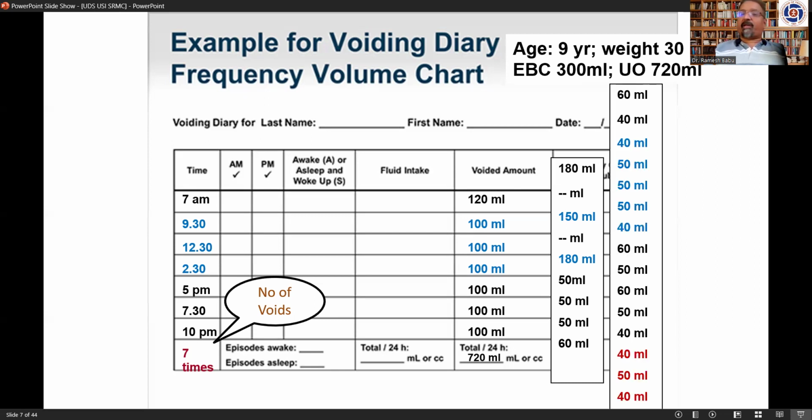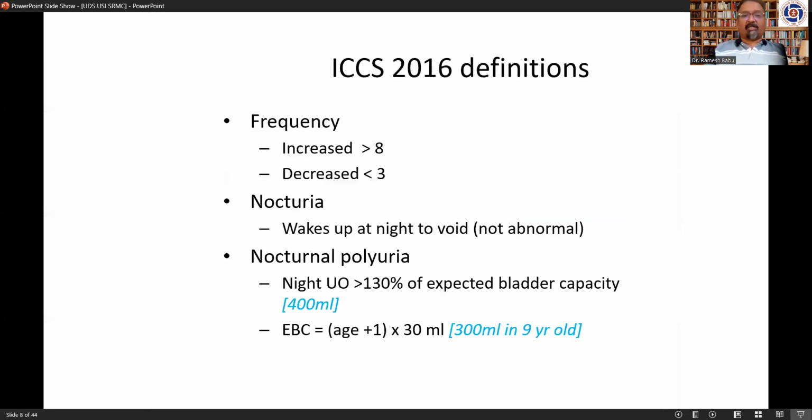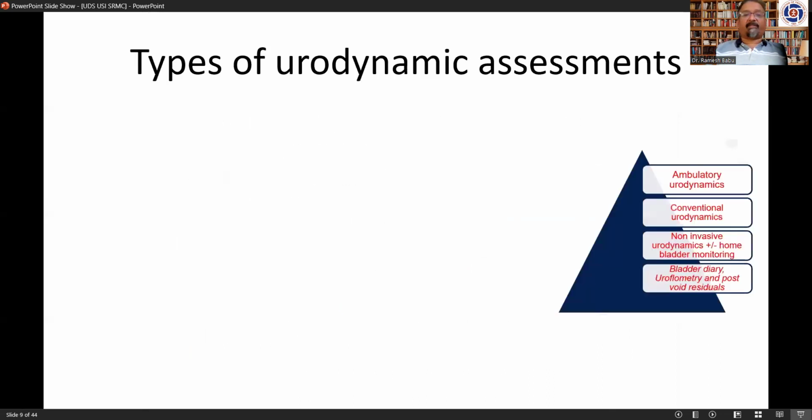Now, if this becomes multiple frequent voids, like 50 ml, 40 ml, very small volumes frequently, then we automatically know that there is an increased frequency. Frequency is defined as more than 8 times per day, and a decreased frequency is less than 3. Nocturia is waking up at night to void. Nocturnal polyuria is a different entity where there is a larger volume, more than 130% of expected bladder capacity, at night time. And nocturnal polyuria is when more than 20% of the output happens at night.